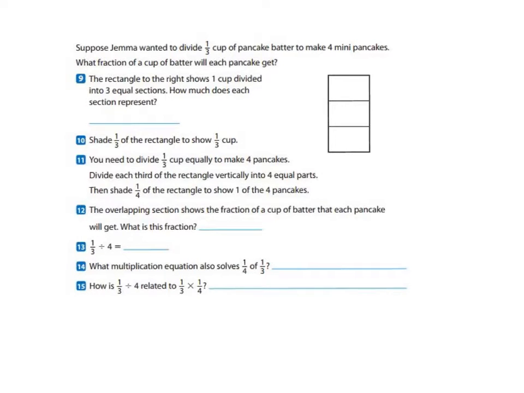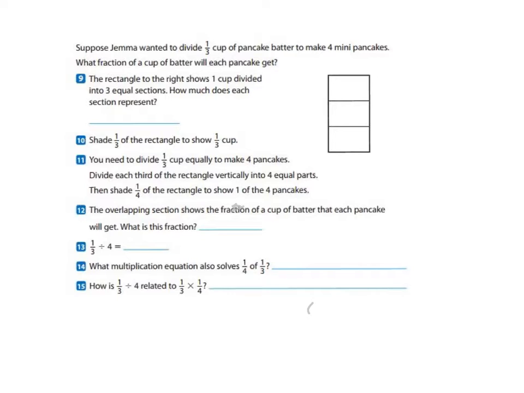Okay, suppose Gemma wanted to divide 1/3 cup of pancake batter to make 4 mini pancakes. What fraction of a cup of batter will each pancake get? So if you'll notice this rectangle right here, they've already taken this rectangle and they've divided it into thirds. 3 equal sections. So we know if it's 3 equal sections, we know that each section represents 1/3.